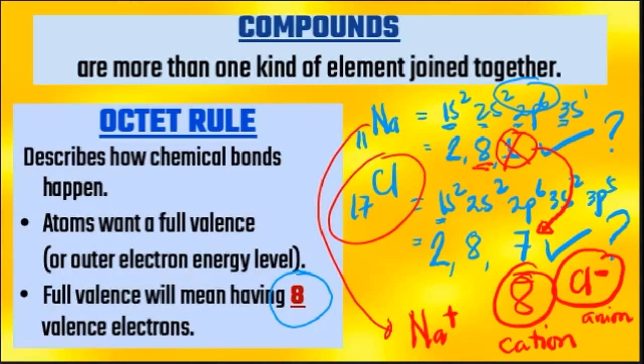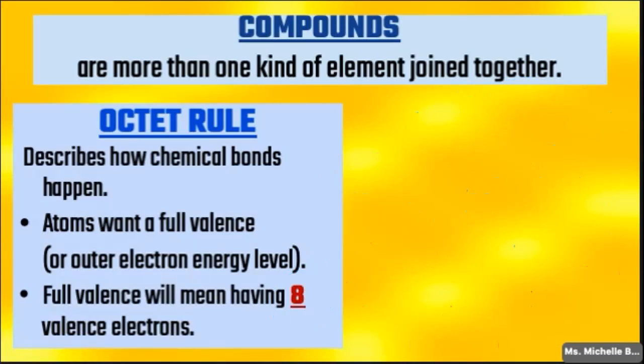So if it gives up an electron, it turns into a cation. If the atom receives an electron, grabs an electron, it turns into an anion. Okay? I hope it's clear.